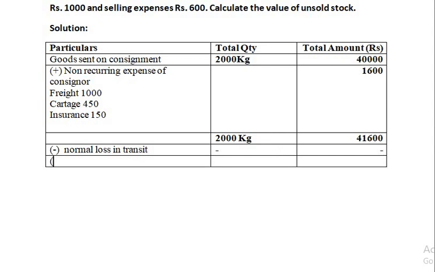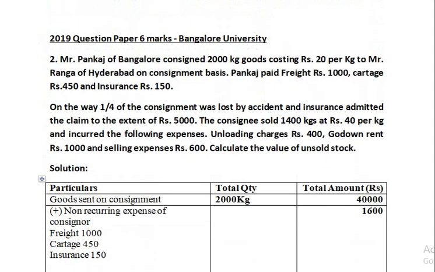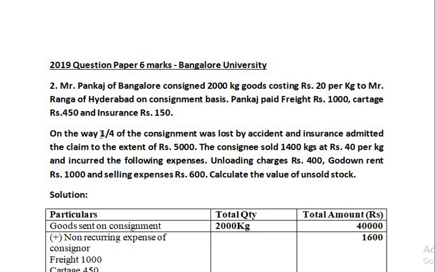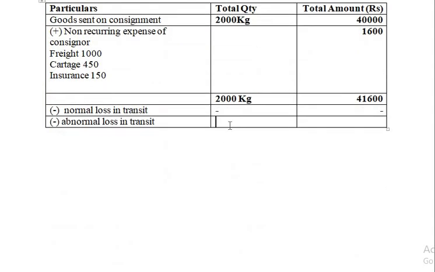Now deduct abnormal loss in transit. Abnormal loss is given because goods were lost by accident. How much? 1/4 of the consignment. The total consignment is 2000 kg, and 1/4 means 500 kg. 500 kg worth of goods were lost in an accident. This is abnormal loss. How do you treat the abnormal loss? Abnormal loss should be deducted from total quantity and also total amount.